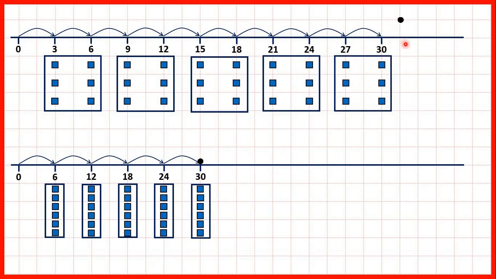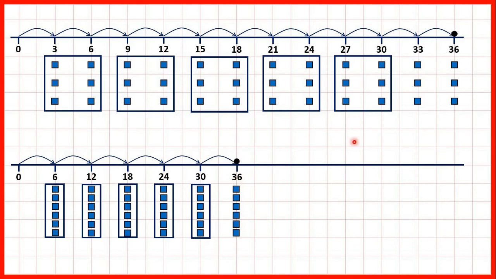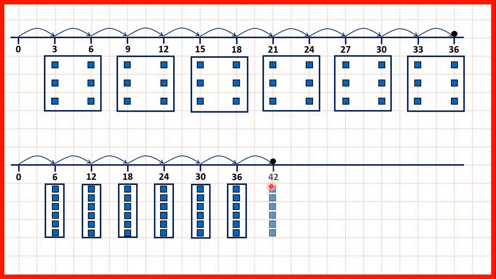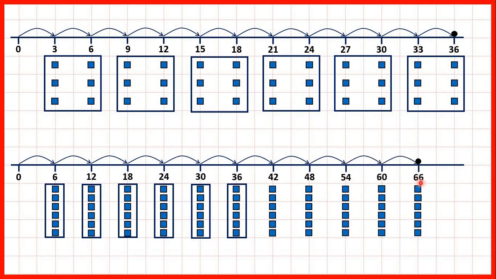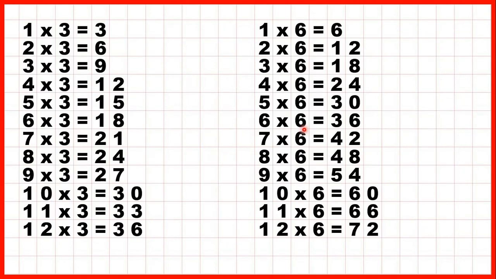We can continue 33 and then 36, so 12 times 3 is 36, but 6 times 6 is also 36. To finish off our 6 times table, we get 42, then 48, 54, 60, 66, and 72. And all of these numbers would also be in our 3 times table if we kept on counting in 3s.